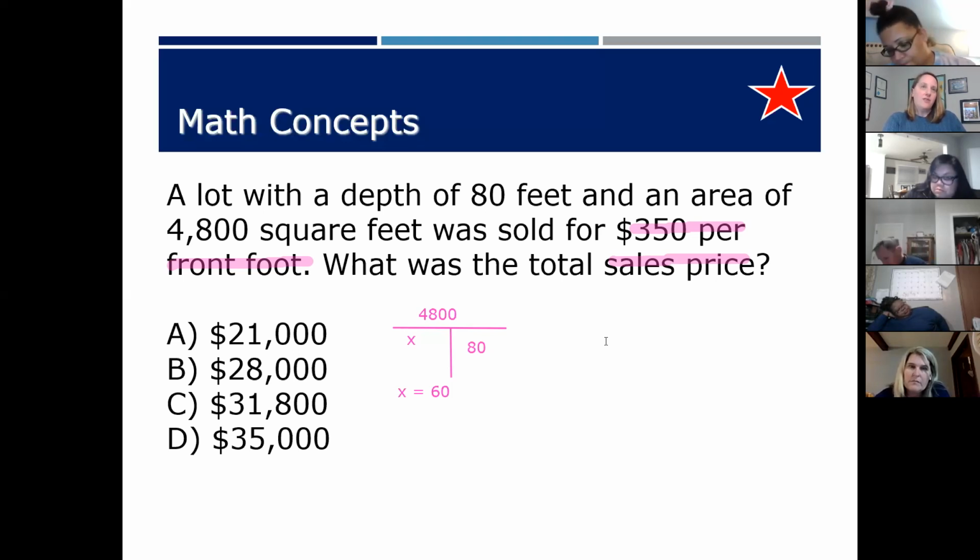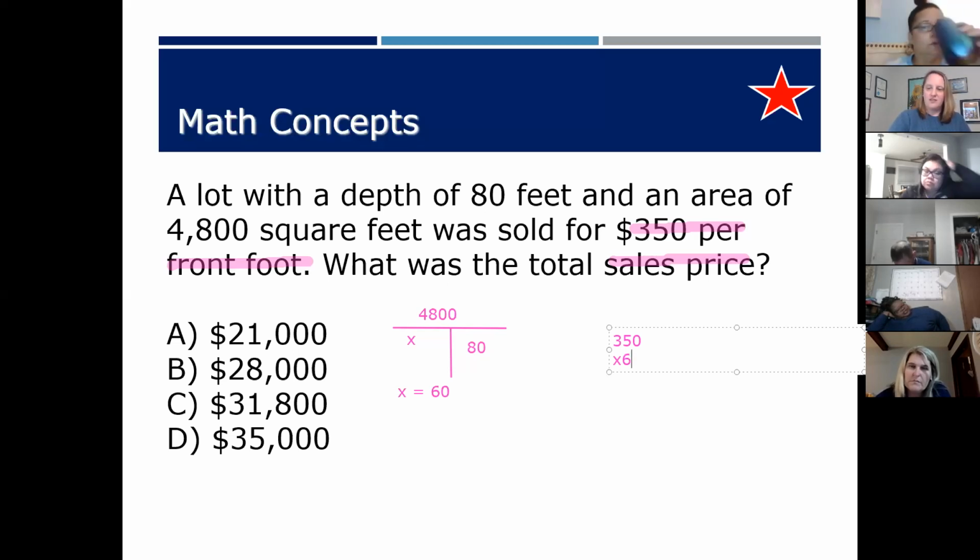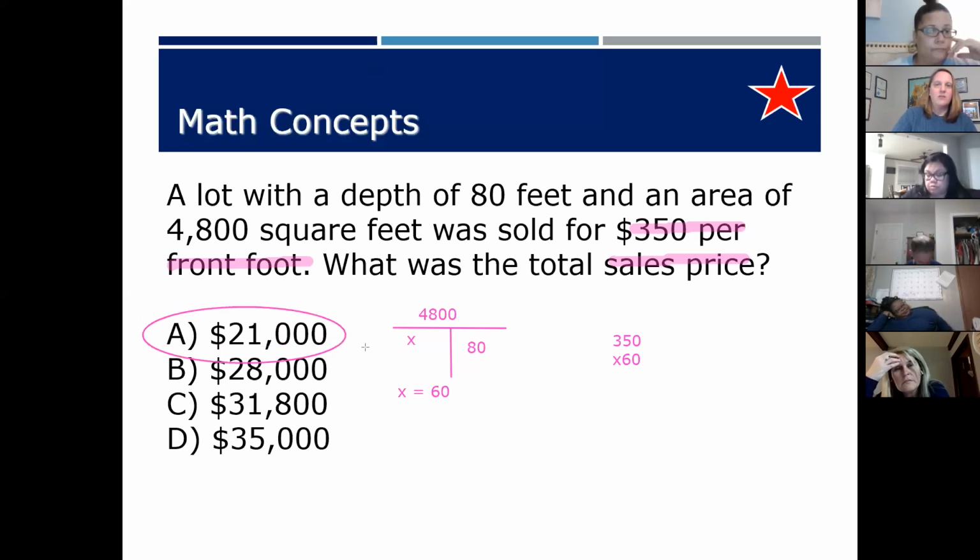Now that I know that I have 60 front feet, the problem tells me that every front foot costs $350. What's the opposite of divide? Multiply. So remember, we saw cost per square foot gave us the cost of each square foot. Now I know the cost of each foot is $350. How many front feet do I have? I have 60 of them. So 350 times 60 gives me a cost of $21,000.